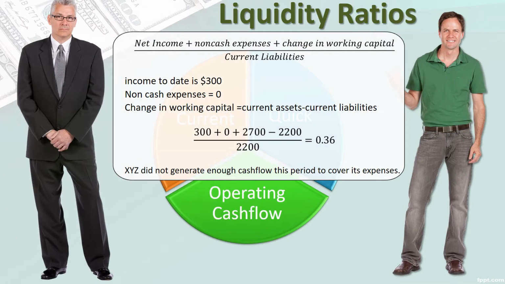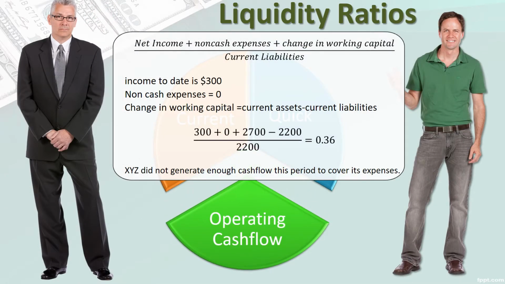Now for operating cash flow, our income to date for this period was $300. Non-cash expenses were 0, and the change in working capital, which was our current assets minus our current liabilities, well, our current assets were $2,700 and our current liabilities were $2,200. Calculating the ratio comes out at 0.36. This means that XYZ did not generate enough cash flow this period to cover its expenses. This example demonstrates why so many companies go to operating cash flow first.